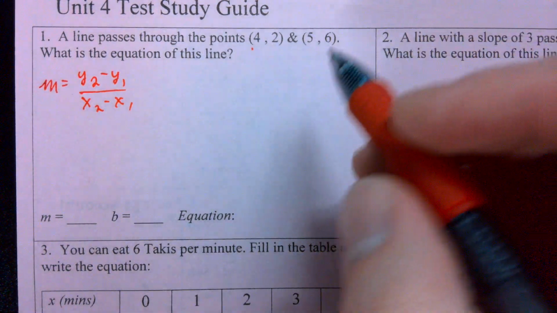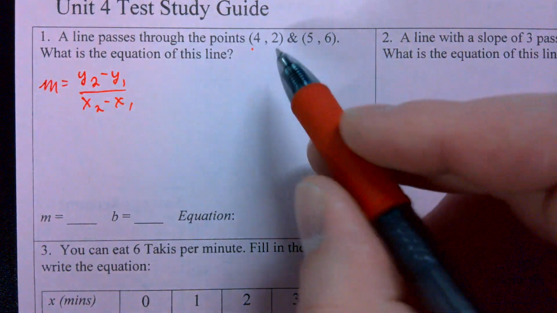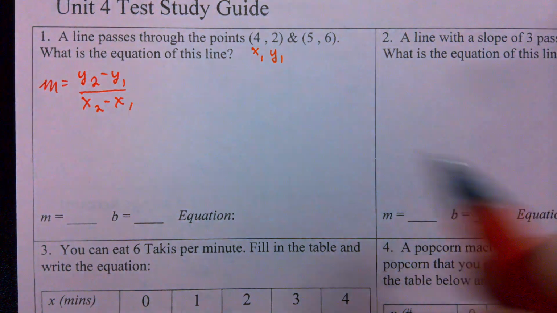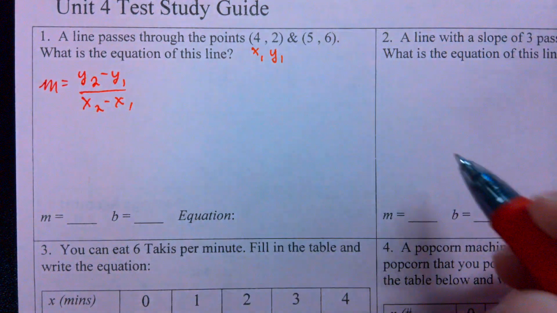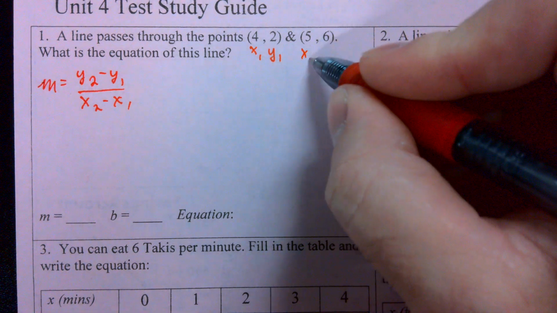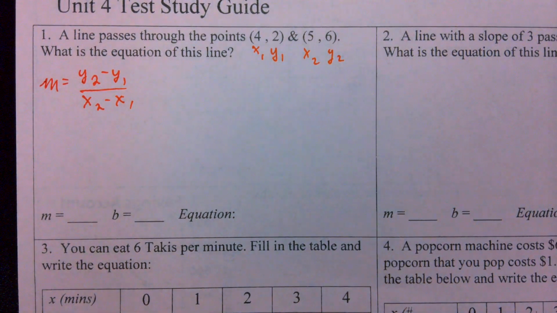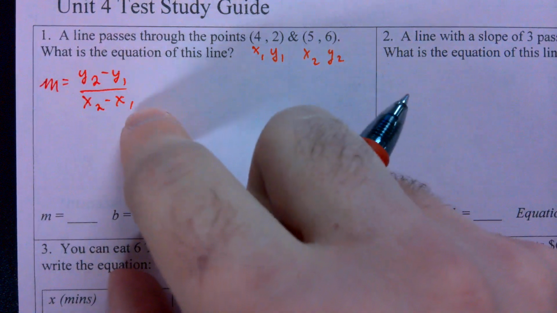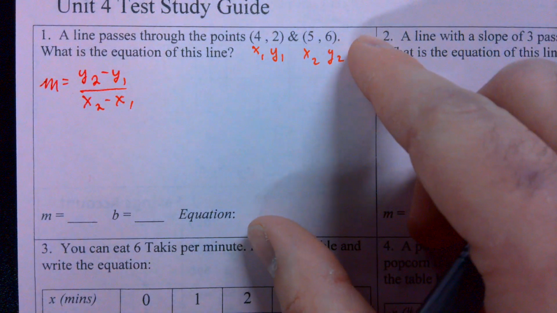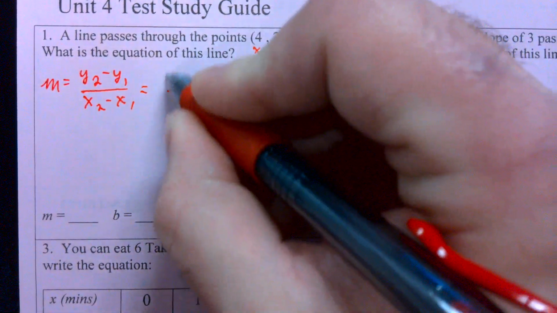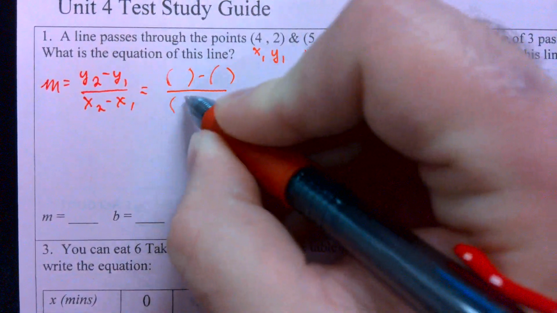So whenever we do the slope formula, the first thing we have to do is label our points. From left to right, we've got x1, y1. It's our first x coordinate and our first y coordinate. And then we've got x2, y2. So 4 different variables, 4 different numbers. We're going to plug those in exactly where they go and solve it out. So we're going to open up some parentheses here.